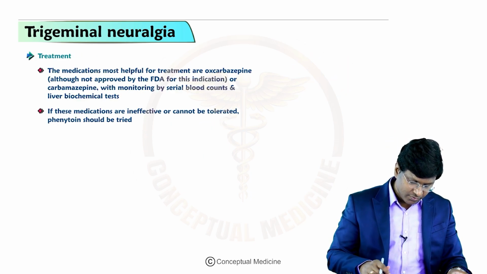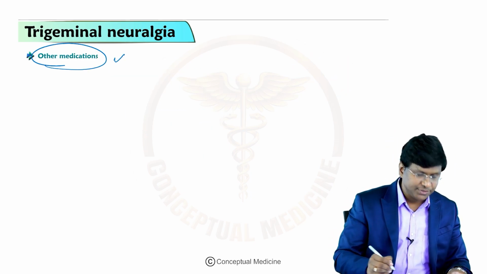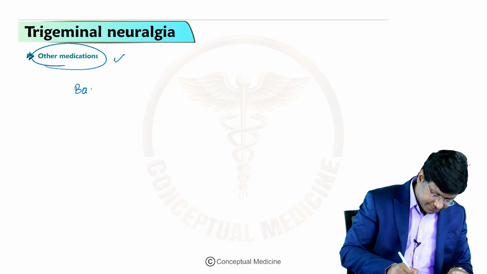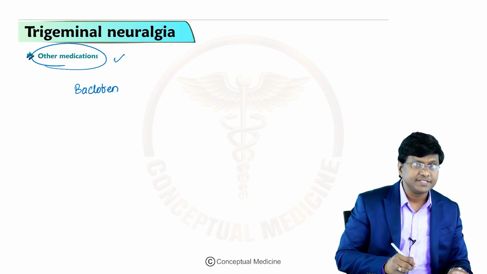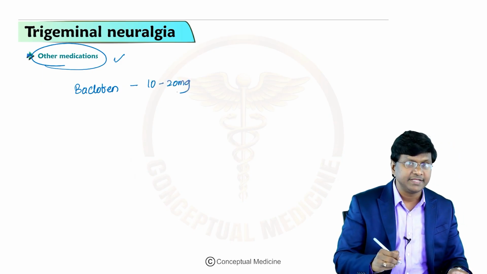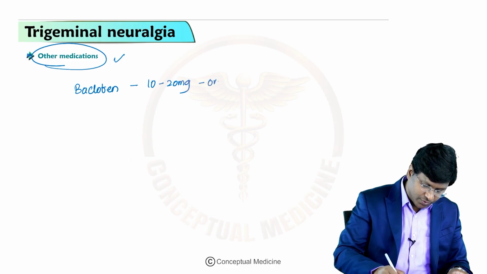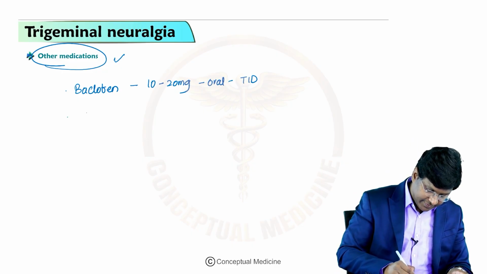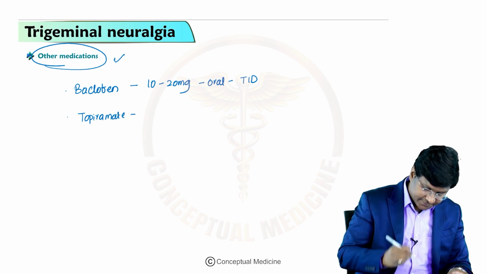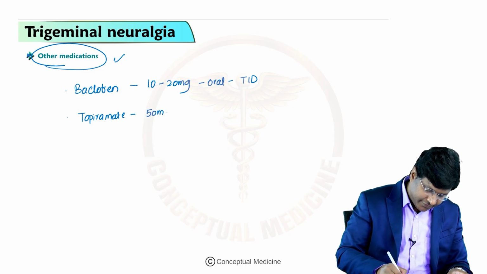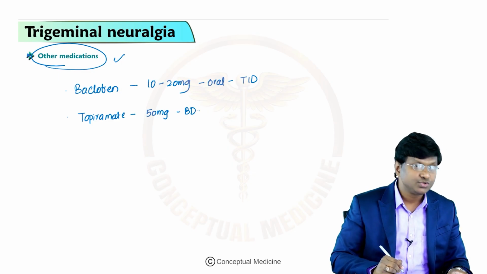Now apart from these, what are the other medications that you have to give for trigeminal neuralgia? The other medication that can be given is baclofen, at a dosage of 10 to 20 milligrams through the oral route, given thrice daily. Another important drug is topiramate, an anti-epileptic drug, given around 50 milligrams twice daily.